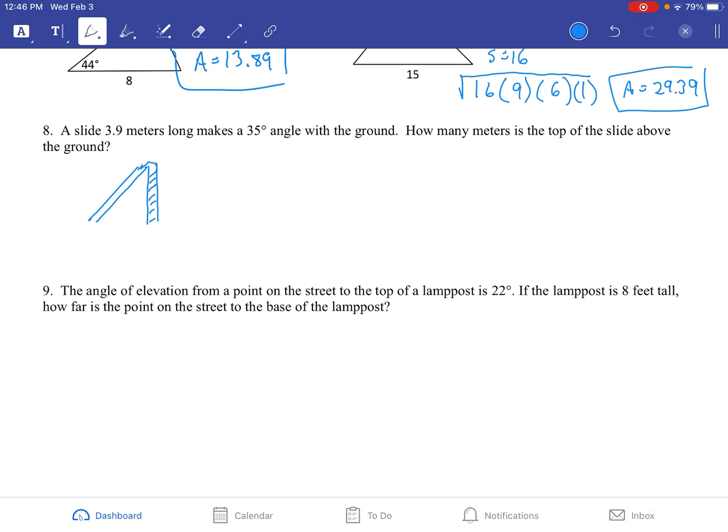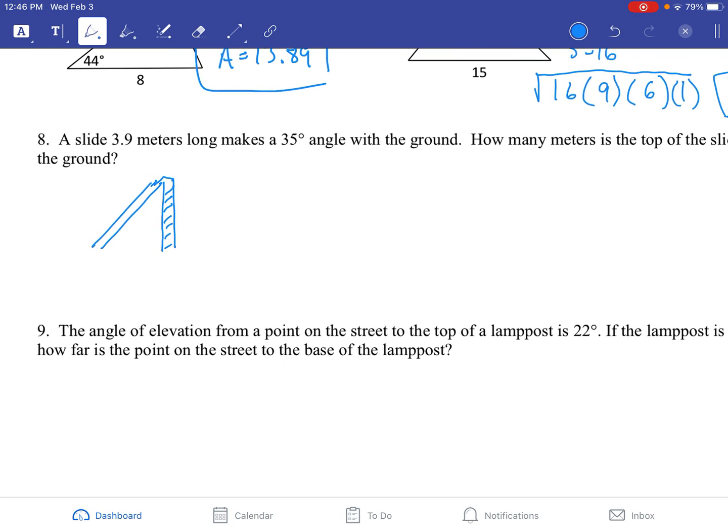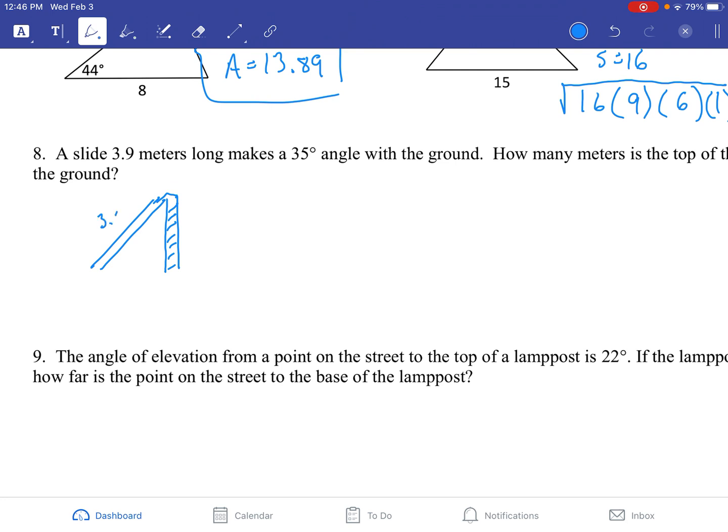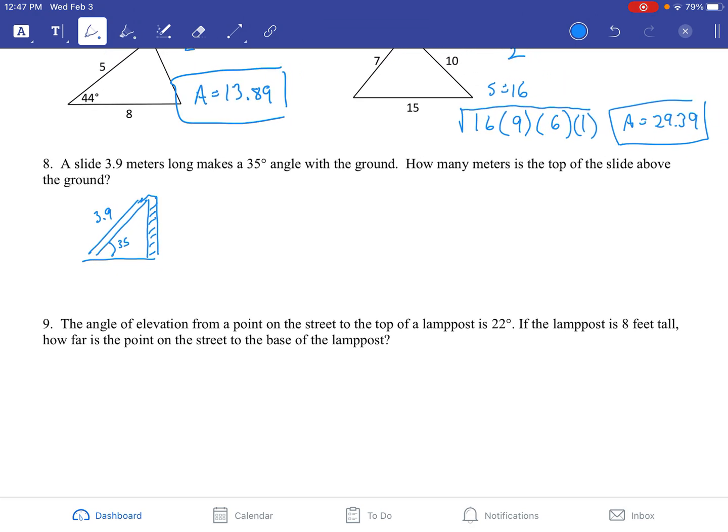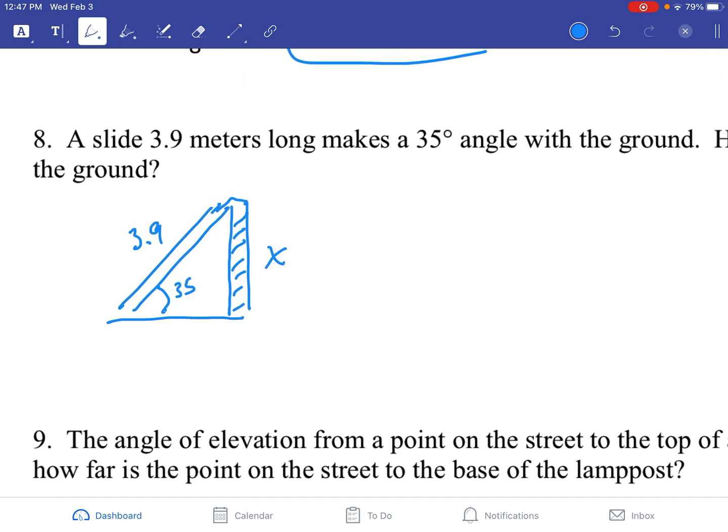Okay, so the slide is 3.9 meters long and makes an angle with the ground, while the ground is in the bottom. So this is where it makes an angle of 35 degrees. All right, how many meters to the top of the slide above the ground? So we want to know what this x is. Okay, so that drawing itself gives you 1.1.